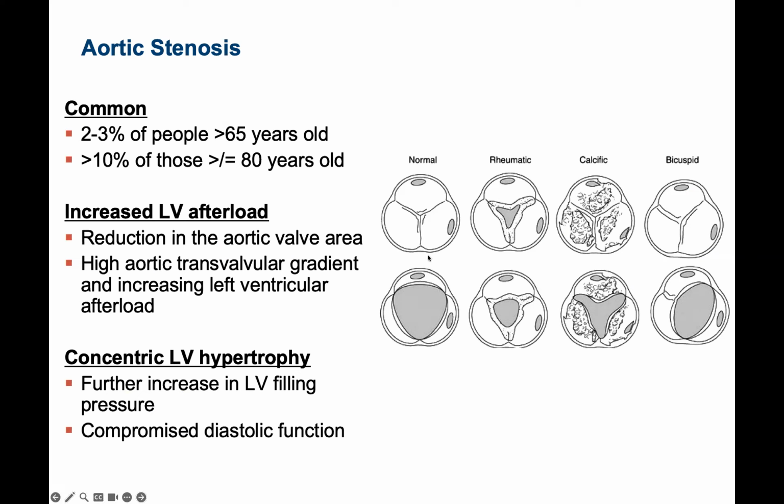So if you look at these pictures here, we have a normal aortic valve, opens very nicely. We don't have a reduction in this aortic valve area. Rheumatic disease, we've got thickening at the tips of the leaflets, and they don't open normally. And again, you have a reduced valve area here. Calcific, again, you have calcium. It doesn't necessarily have to be at the tips, but it also restricts the aortic valve opening. And then over here, you have a bicuspid aortic valve where 2 are fused. And again, this does limit that aortic valve opening. With this concentric LV hypertrophy, you do end up with a further increase in LV filling pressures, and this will also compromise your diastolic function.